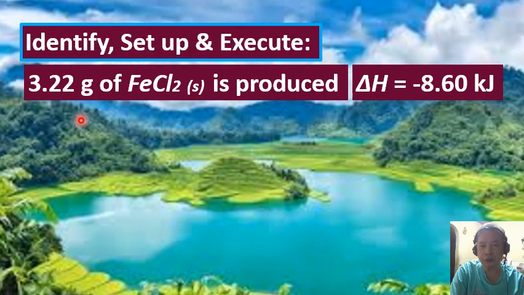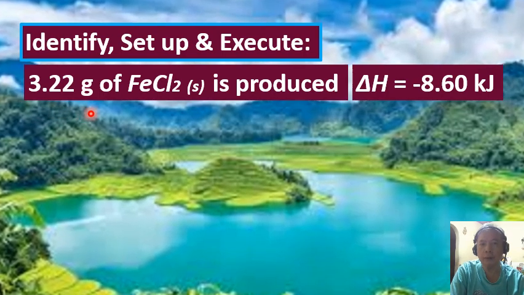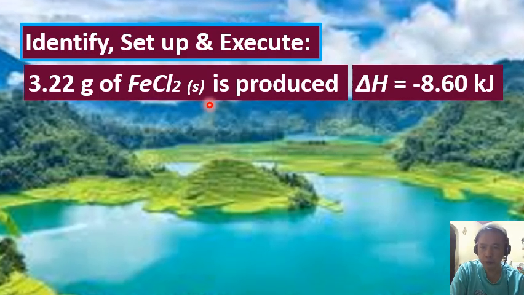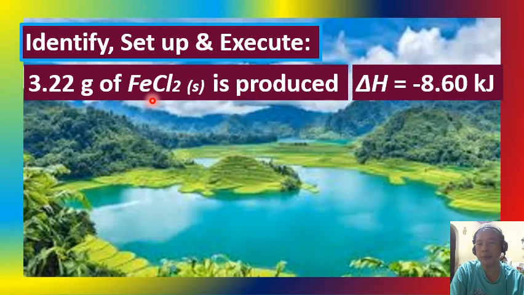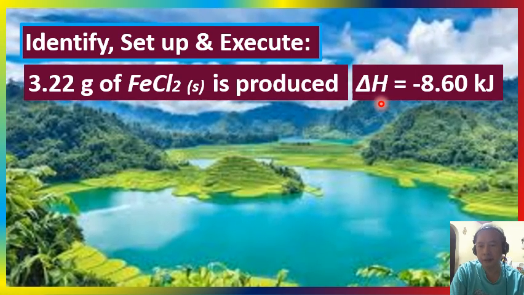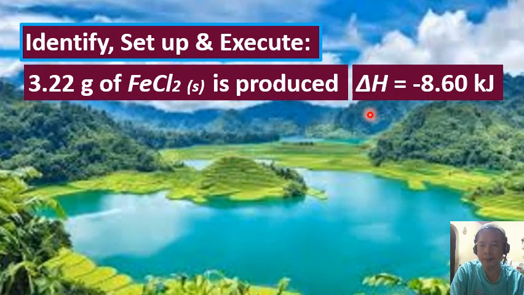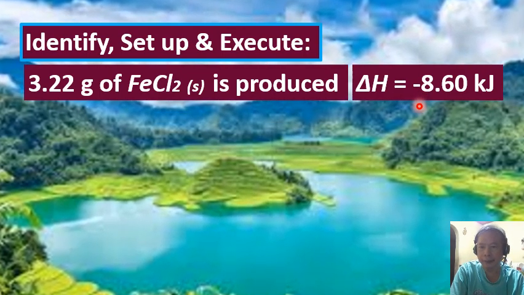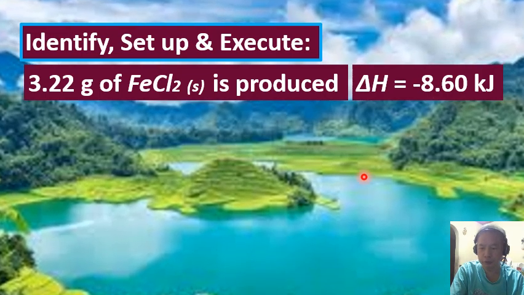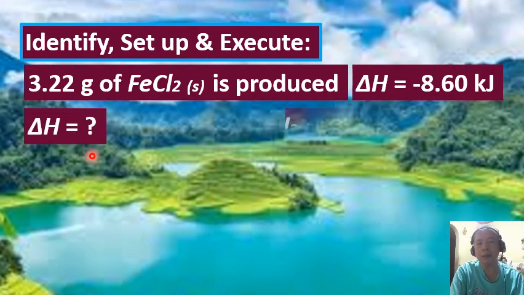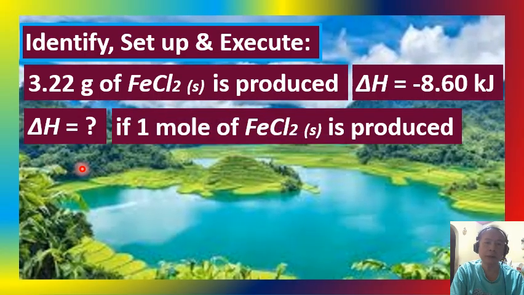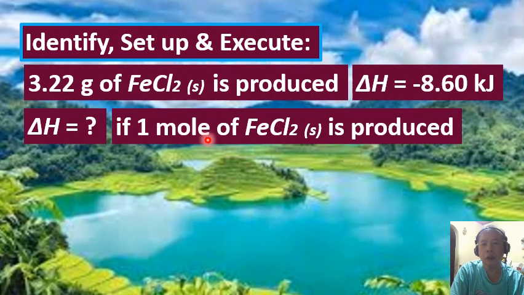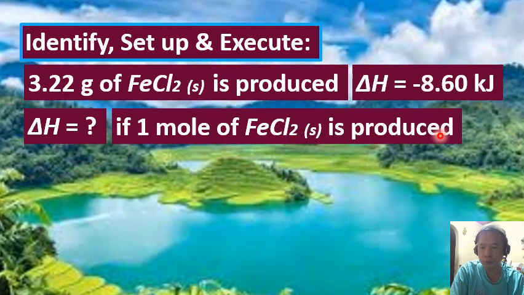Also given in the question is the actual amount of the product, ferrous chloride, that's produced, equal to 3.22 grams, as well as the delta H, or the enthalpy change, equal to negative 8.60 kilojoules. So our target variable in this problem is to determine the enthalpy change of the reaction if 1 mole of ferrous chloride is produced instead.